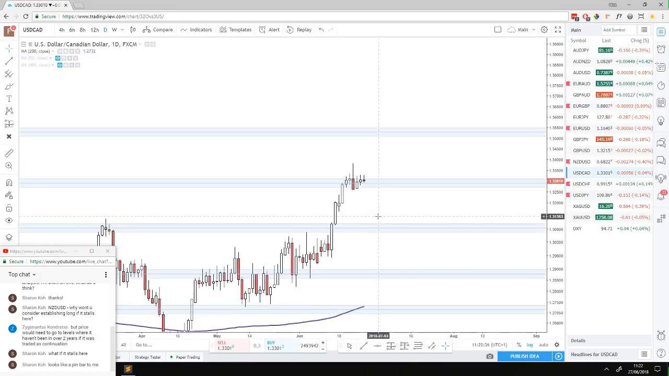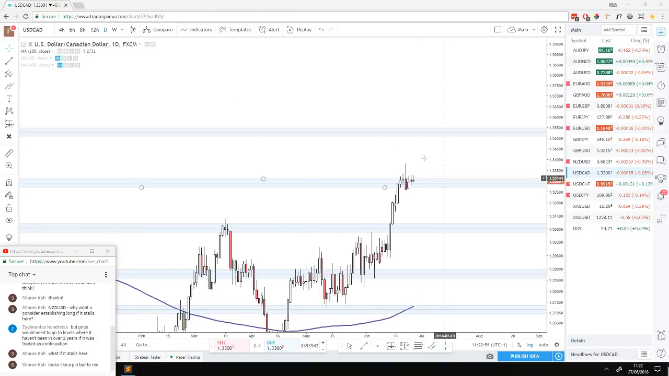Yeah, it looks like a pin bar, but pin bar doesn't necessarily mean reversal. Pin bar, or indecision candle, as I like to call them, just means that price is undecided. Doesn't mean I'm going to jump in short right now. Price right now on this resistance area is undecided. There's a struggle between buyers and sellers.